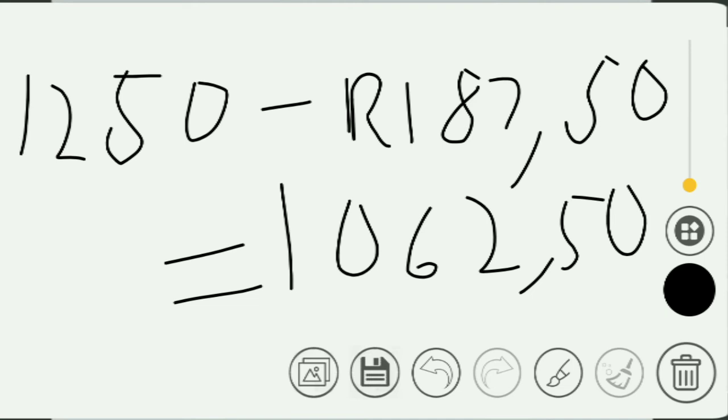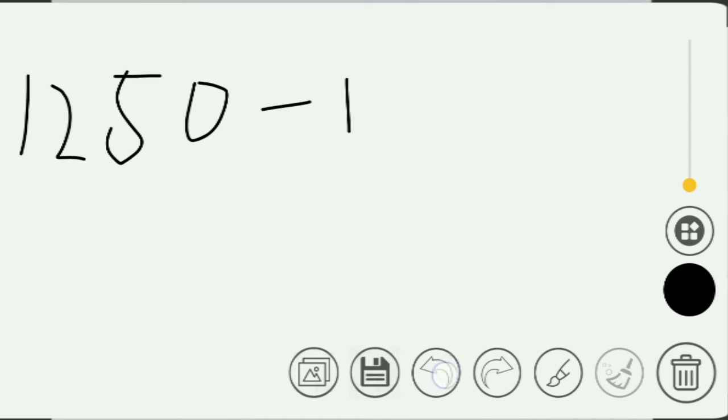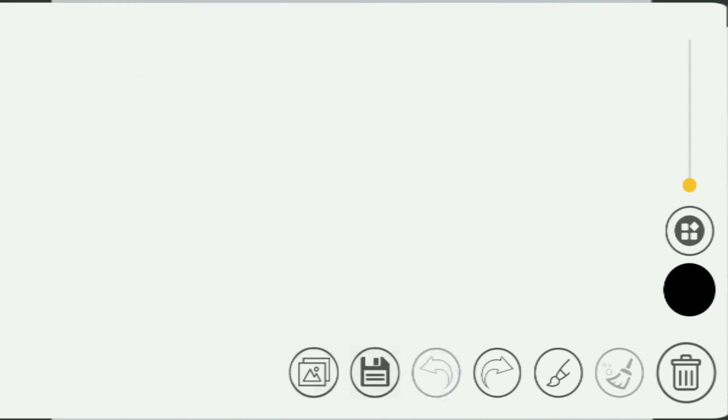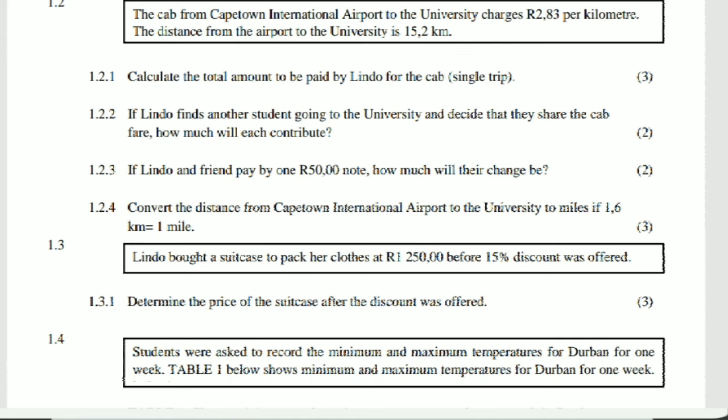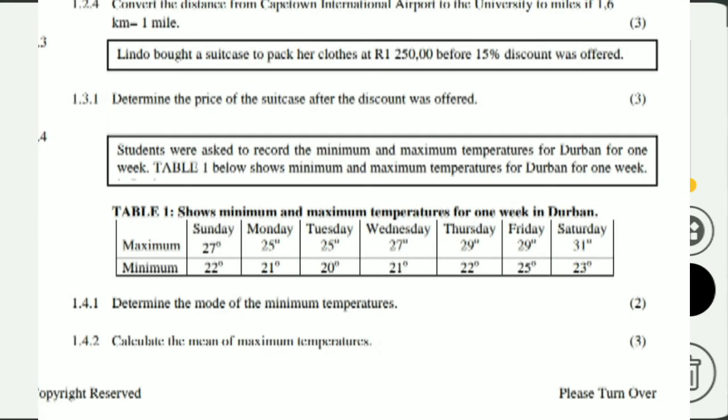So we're going to another question, which is 1.4. Students were asked to record the minimum or maximum temperatures for Durban for 1 week. Table 1 below shows minimum and maximum temperatures for Durban for 1 week. As you guys can see the table. So going to determine the mode. Question 1.4.1: determine the mode of the minimum temperatures. We're going to focus on the minimum temperatures.